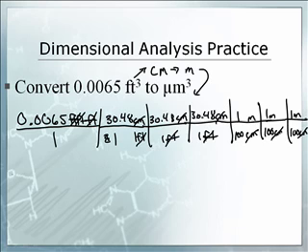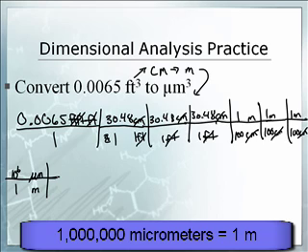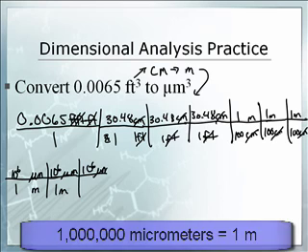And then we still have to keep going. We're going to bring it down here a little bit. Now I want to go to micrometers, so meters on the top, micrometers on the bottom. There's 1,000,000, or 10 to the 6th, micrometers in a meter. How do I know that? It's on the metric table. So 10 to the 6 micrometers in a meter, and lastly, 10 to the 6 micrometers in 1 meter.